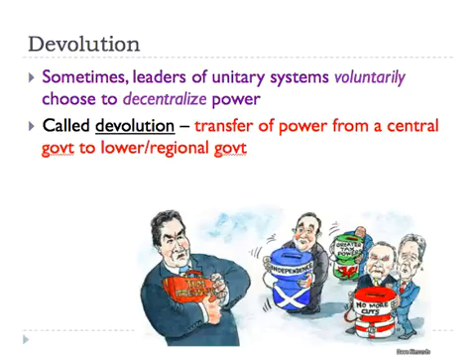We'll talk about the idea of devolution again. Sometimes leaders of unitary systems decide to decentralize some power, and that's called devolution, transferring power from a central location or government to lower, regional governments. Sometimes leaders attempt to keep the country unified by giving the regional government some power so that they do not decide to leave.